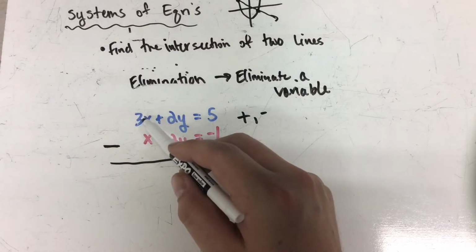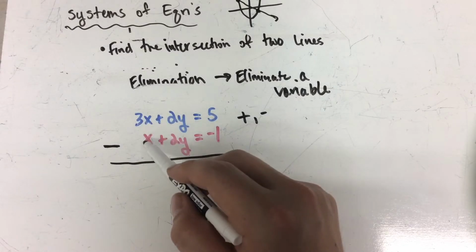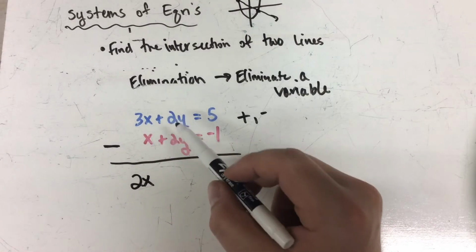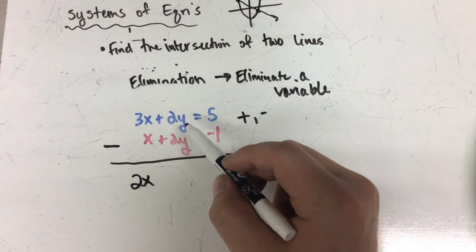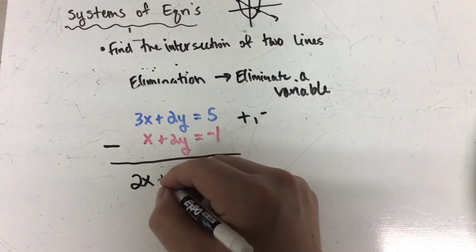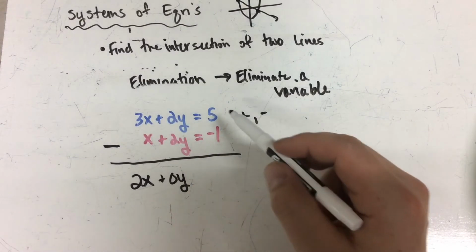So I go 3x minus x. That gives me 2x. And then I come up and I touch everything again to talk myself through it. 2y minus 2y is 0y. And here's where you got to be careful.